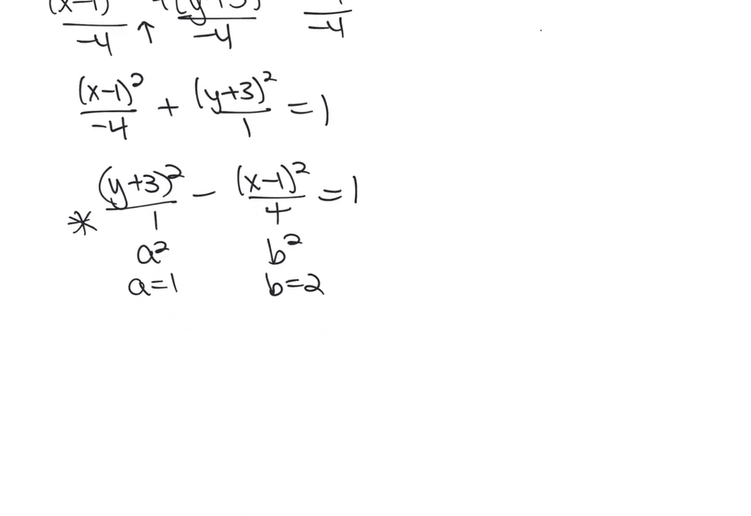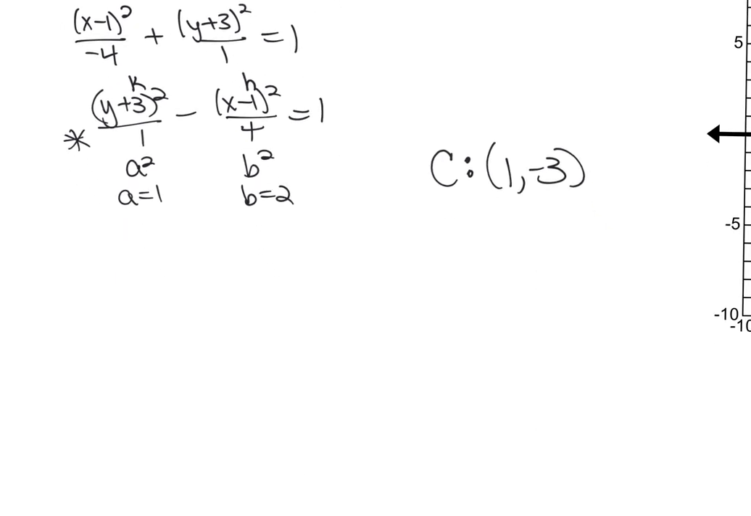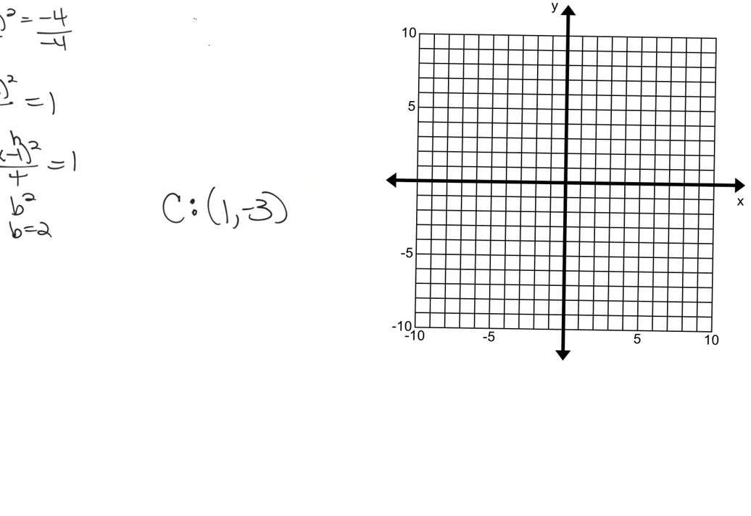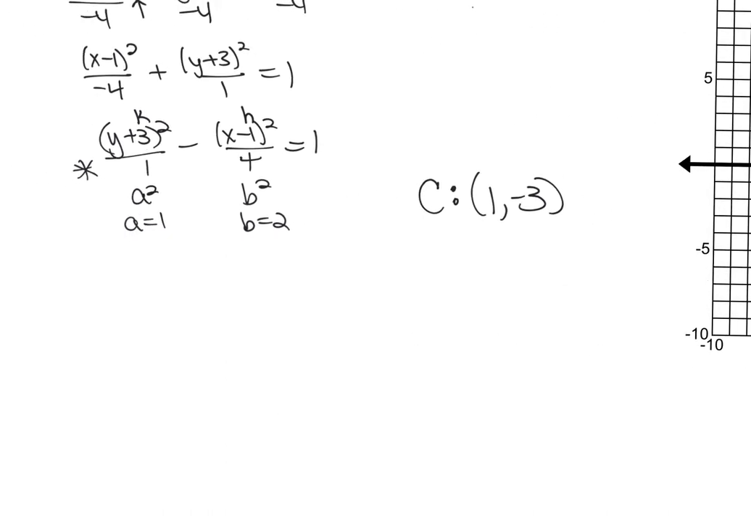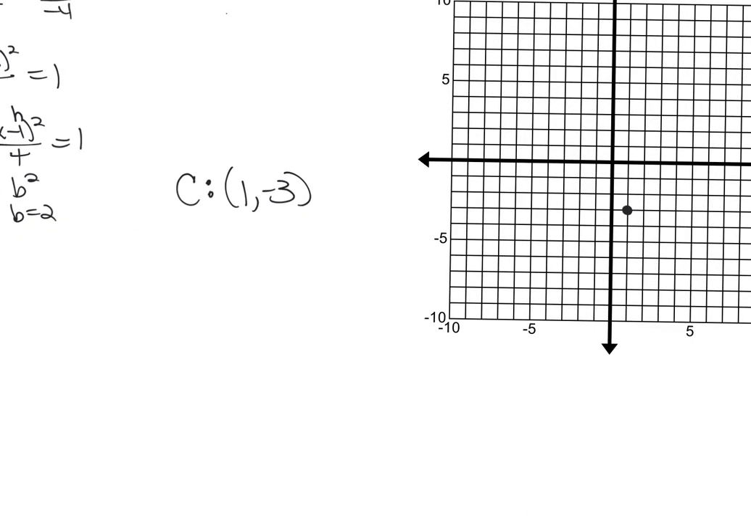As I look to get my pieces to graph here, my center, my h comma k, is going to be 1, negative 3, because h comes from here and k comes from here. So I'll go to my graph over here: 1, negative 3. Then underneath the y, I'm up 1, down 1. Those are called my vertices because that is the transverse axis. So I'm at 1, negative 2, and 1, negative 4.